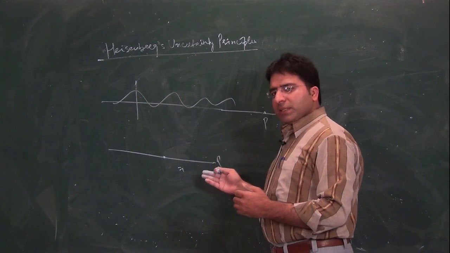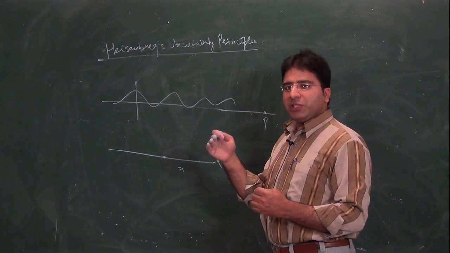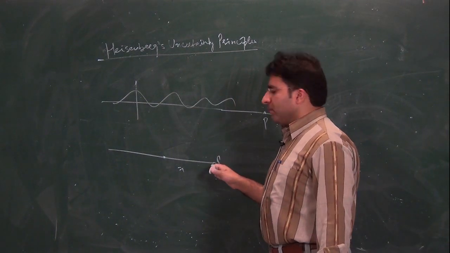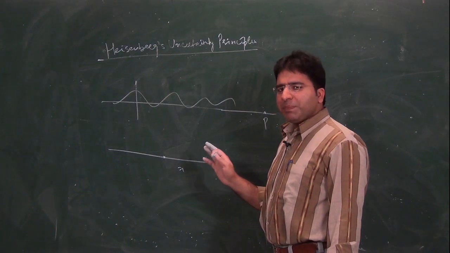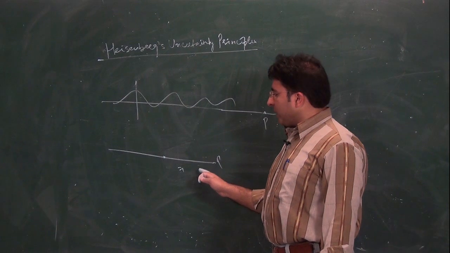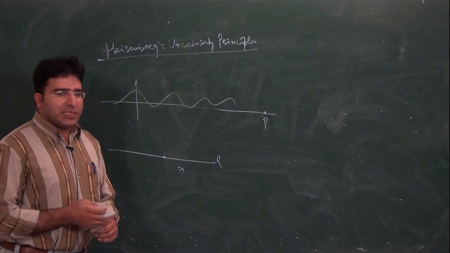Particle arrives and particle leaves. The moments will be the same. There will be no interval between the time it arrives at point P and it leaves from point P. It departs from point P. That means the particle is localized in space as well as localized in time.